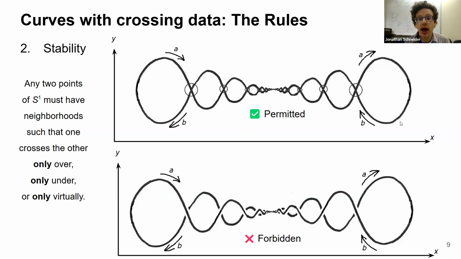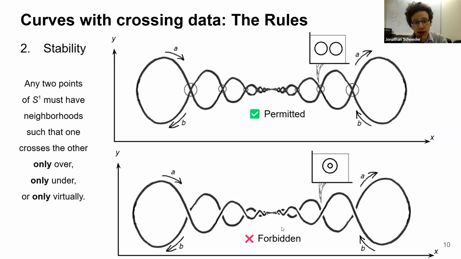So here, this upper example obeys stability, even at the center there where you have infinitely many virtual crossings, because even though there are two strands of the circle, two intervals from the circle crossing infinitely often there in the middle, all of the crossings are virtual, and that obeys the rule. Contrast that with the forbidden example down below, where you have a combination of over and under mixing together there. That's not going to be allowed.